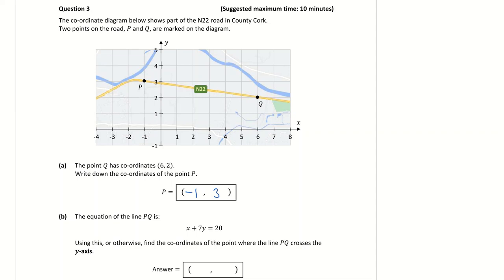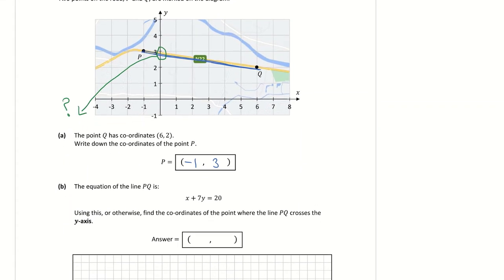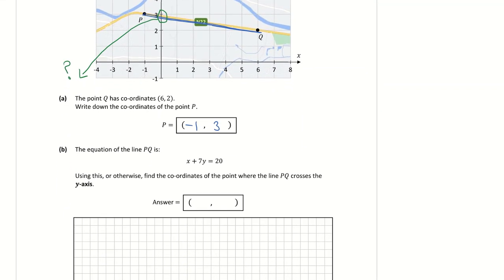Use this or otherwise to find the coordinates of the point where the line PQ crosses the y-axis. So where does PQ cross the y-axis? Well, I'm just going to come back up to my drawing here and look at the line PQ. This is the line that they're getting us to focus in on here. So where does that blue line cross the y-axis? They're looking for this coordinate here. They're getting us to find that coordinate. Where does the line cut the y-axis? Now, you can kind of see that it's slightly below 3. So that's what we have to look out for.